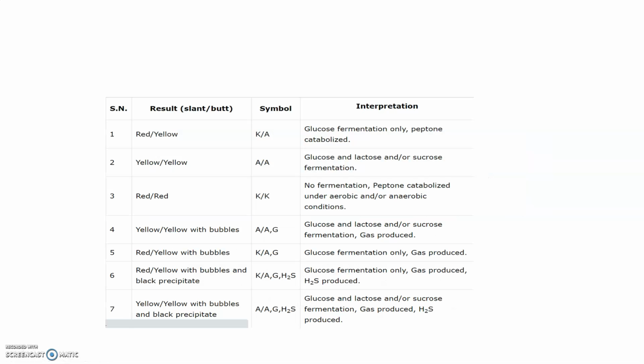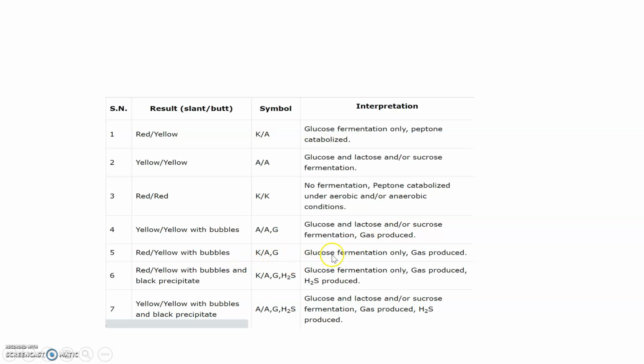So here is the interpretation given. Red or K by A, that is glucose fermentation only. But is alkaline, acid. Glucose fermentation only, peptone is catabolized. A by A, glucose, lactose and everything is fermented. K by K, no reaction. A by AG, that is glucose and lactose fermented or sucrose fermented and with gas production. That is A by AG.